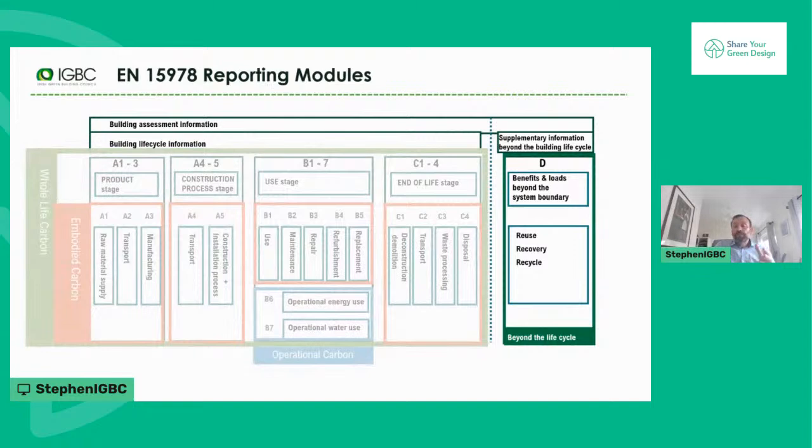Module D is always reported separately, as Module D records those potential benefits to another building in the future. That benefit is outside the life cycle of this building and therefore outside the scope. It's the potential to contribute to the stage A of another building sometime in the future.